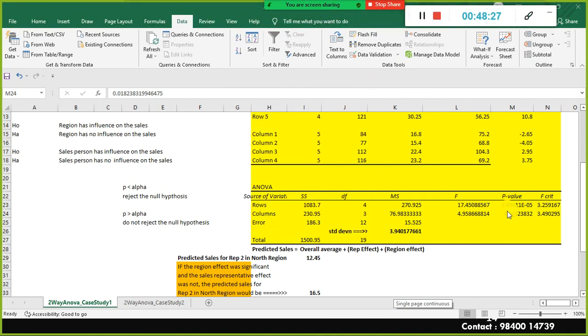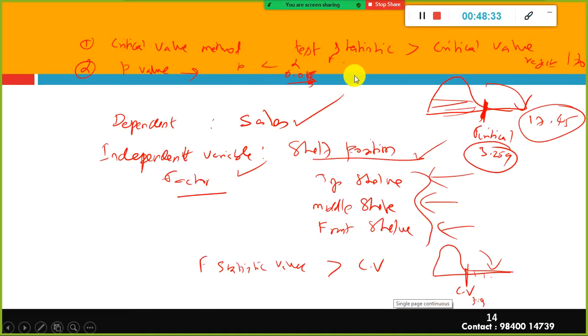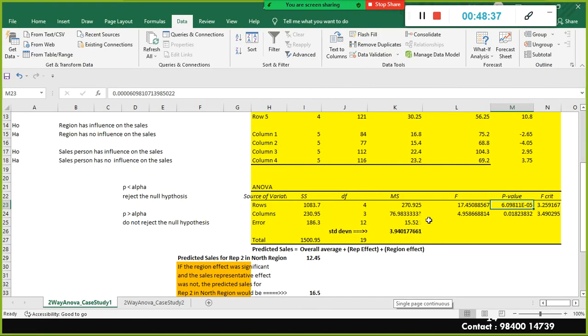Yes, very good. So the second approach is the p-value. If the p-value is less than alpha, what is the p-value? It is 0.0000 and that value. So since the p-value is less than alpha, we are going to reject the null hypothesis, and in either case we are going to reject the null hypothesis. So we are going to conclude that region has no influence on the sales. And even in this case, the salesperson has no influence on the sales. That is what we are concluding.